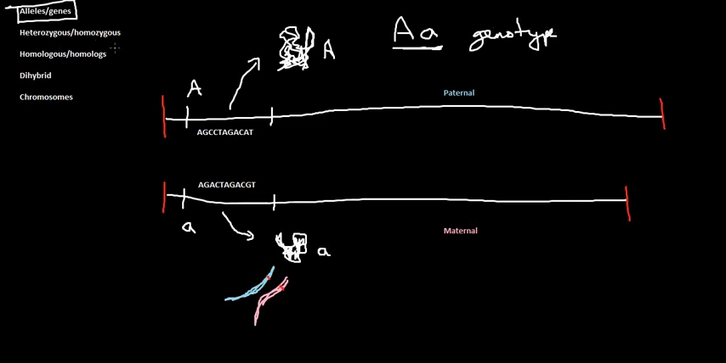The terms heterozygous and homozygous describe the relationship that different alleles for the same gene have to each other. Remember, when we're talking about heterozygous and homozygous, we are only talking about one gene. On this chromosome, for example, there are a ton of genes.